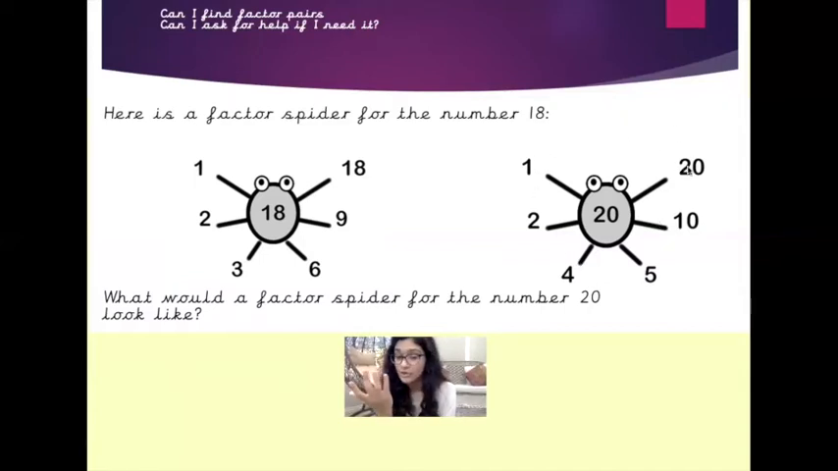So 20 goes into 20 once. How many times does 10 go into 20? Twice. How many times does 5 go into 20? It goes into it 4 times. 4 goes into 20 5 times. 2 goes into 20 10 times. And 1 goes into 20 20 times. So the spider's legs are basically all the numbers that go into the number in the spider's body. That's how we make our factor spiders.